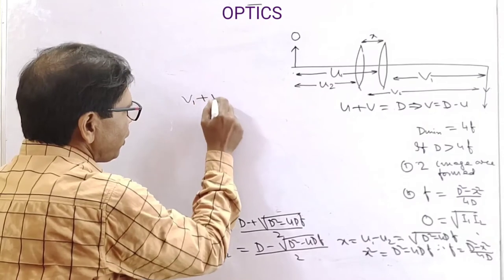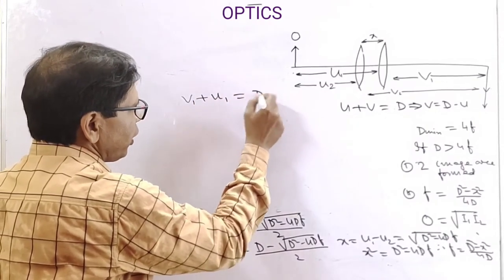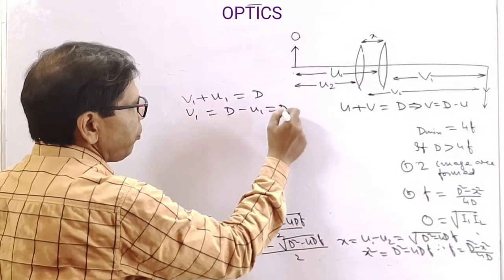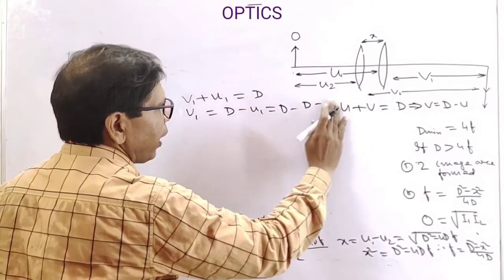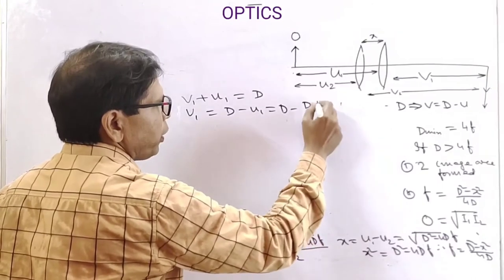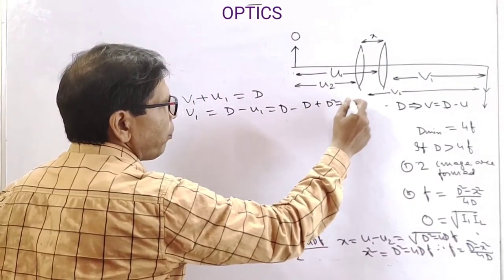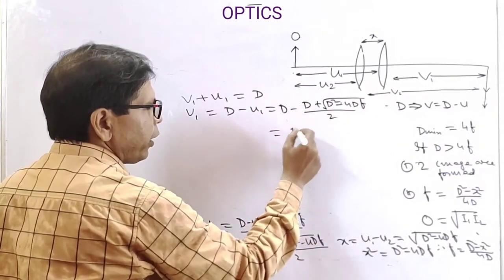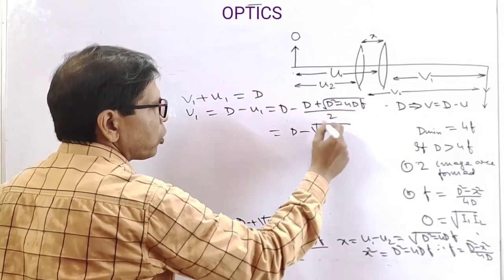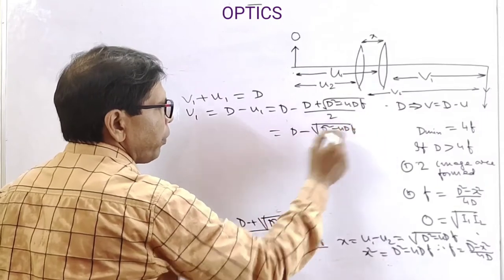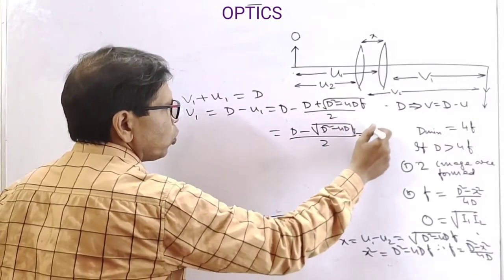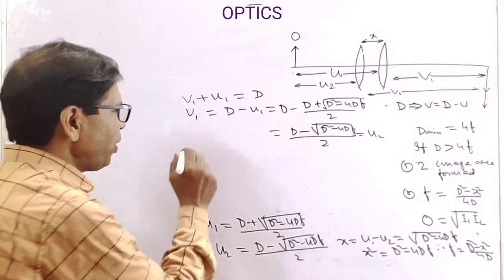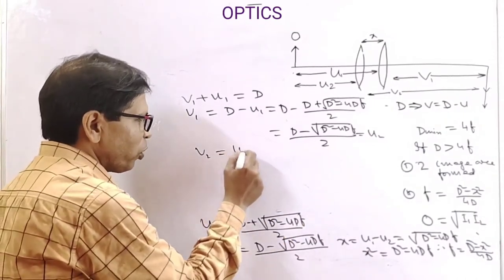If v1 and v2 are the corresponding image distances of u1 and u2, then v1 plus u1 equals d. So v1 equals d minus u1, so d minus d plus root over d square minus 4df divided by 2. So look at this, this is d minus root over of d square minus 4df divided by 2, so this is the u2. Therefore v1 equals u2, similarly v2 equals u1.